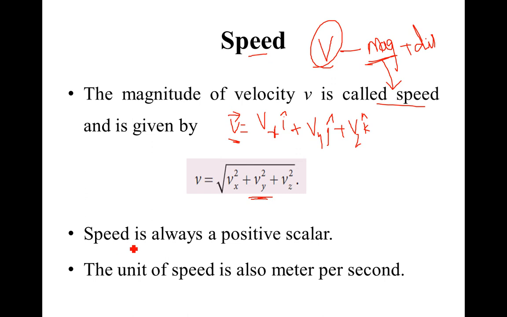We know that speed is always a positive scalar, and the unit of speed as well as velocity is meter per second, as it is displacement or distance by time. The velocity or speed is nothing but displacement or distance by time. The unit of distance is meter and the unit of time is second. So the unit of speed or velocity is meter per second.